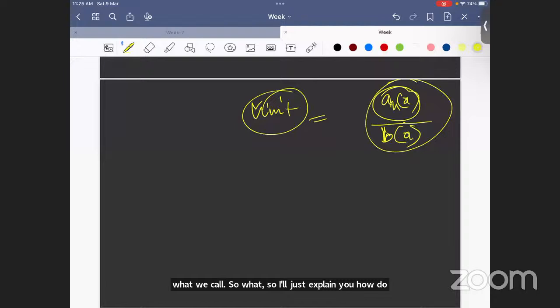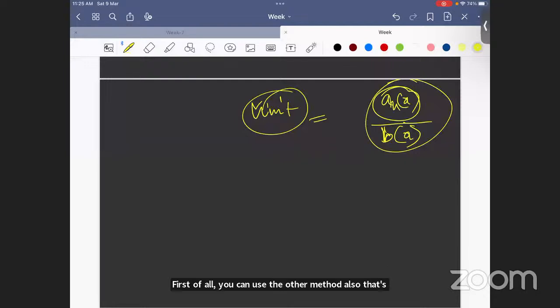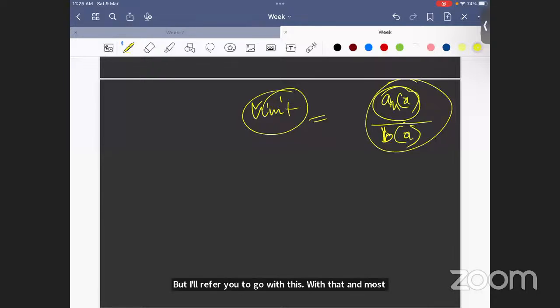So let's discuss some of the questions. How do you calculate the limit? First of all, you can use the other methods also. That's totally fine. If you're comfortable with the other methods to calculate the limit, you can use those also. But I'll prefer you to go with this method, and most of the time you'll be able to use it. Because it's a basic course, you'll be given mostly 0 upon 0, infinite upon infinite type of limits. In those cases you'll be able to directly use this method to calculate the limit.